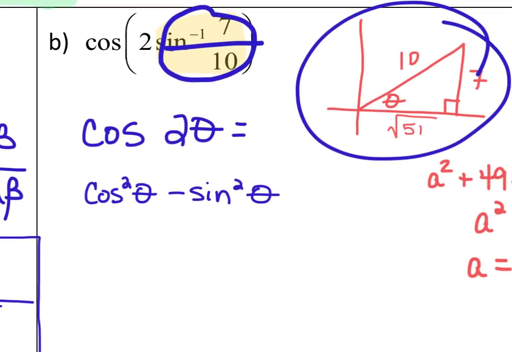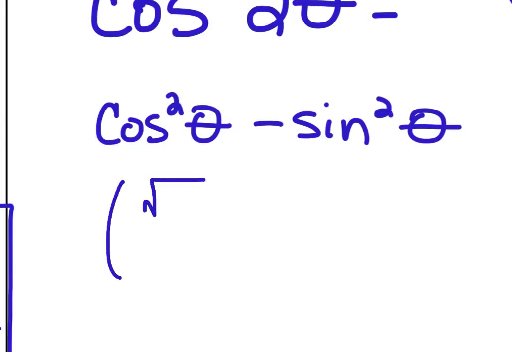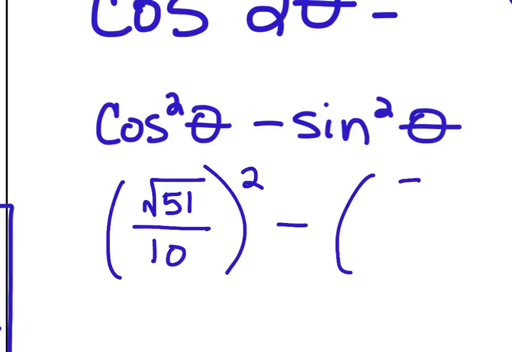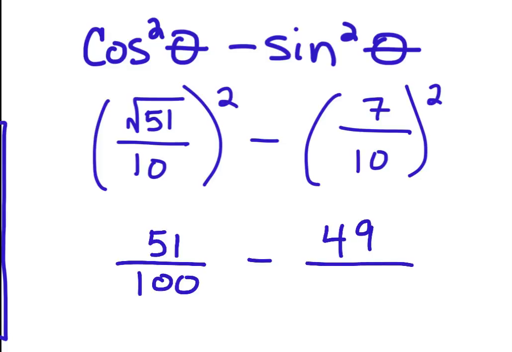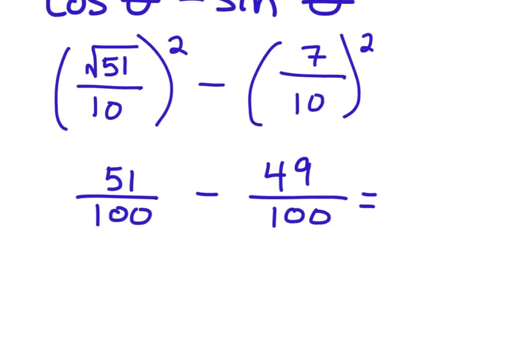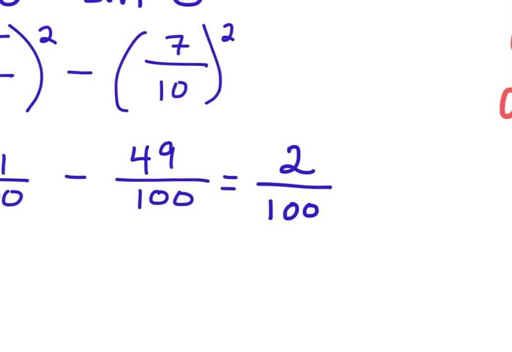And in this triangle over here, cosine is radical 51 over 10. Sine is 7 over 10. So I've got radical 51 over 10 squared minus 7 over 10 squared. Radical 51 squared is just 51. 10 squared is 100. 7 squared is 49. 10 squared is 100. 51 minus 49 is 2. And 2 over 100 is 1 over 50.